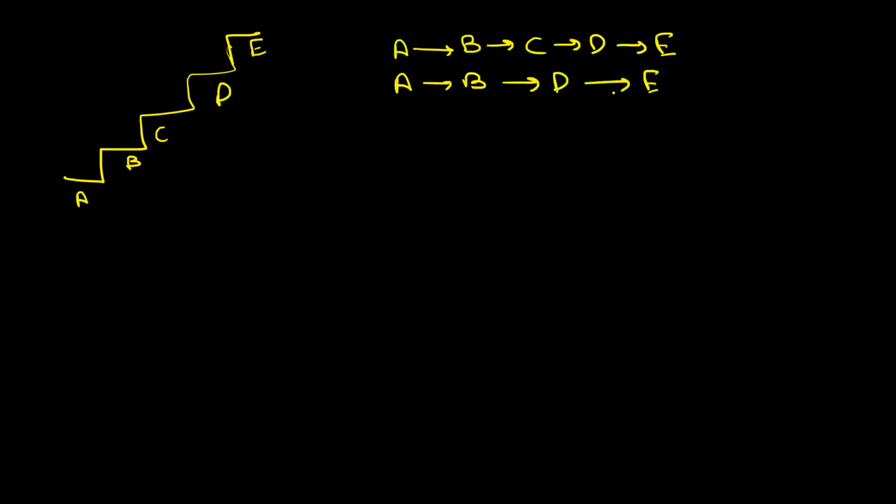I have to count the number of ways in which you can reach step number E. So let's say one path will be from A to B to C to D to E. Okay. Another path will be from A to B to D to E. Okay. Another path will be from A to C to D to E. Okay. Any other paths that we can think of?